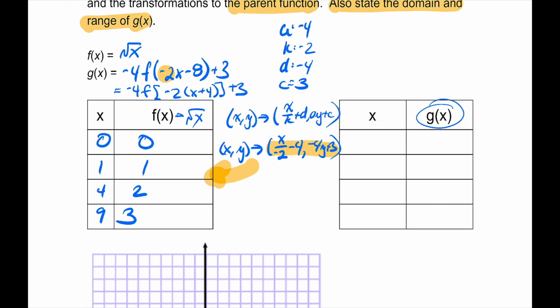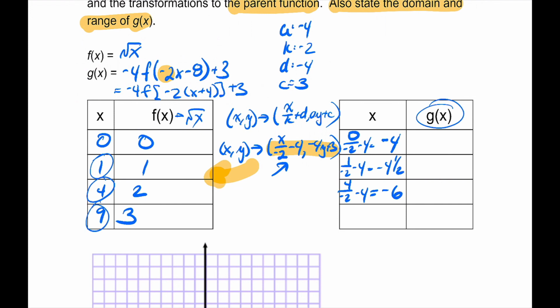So here x is going to be 0 over negative 2 minus 4. So 0 divided by anything is going to be 0. So my new transformed point for x is going to be negative 4. Then we take the 1. So here's going to be 1 over negative 2 minus 4. So that's going to be a negative half minus 4, which is negative 4.5. Then we take the next x coordinate, so 4. So plugging that into my mapping notation, 4 over negative 2 minus 4. Well, 4 over negative 2 is minus 2, minus 4 is going to be negative 6.